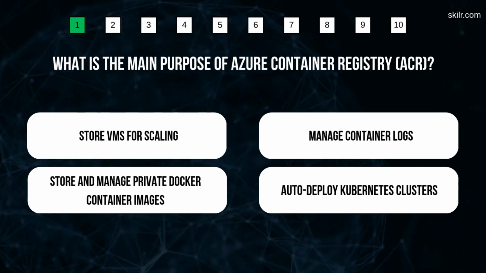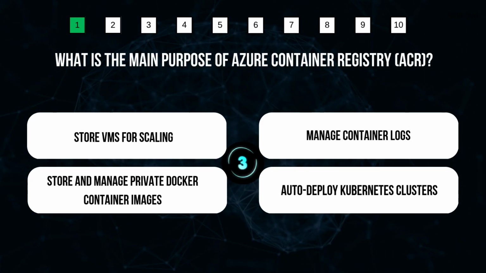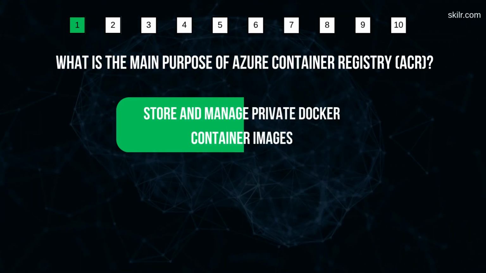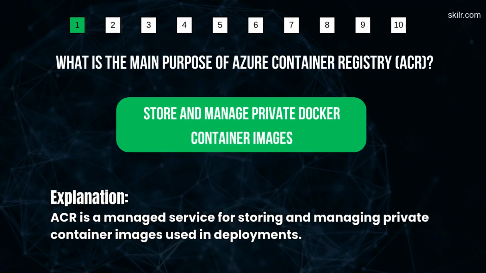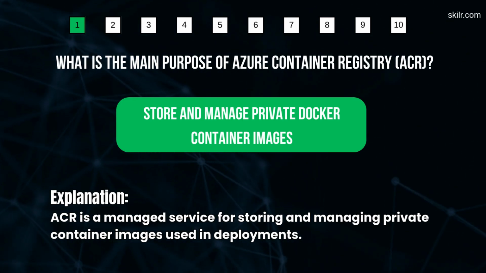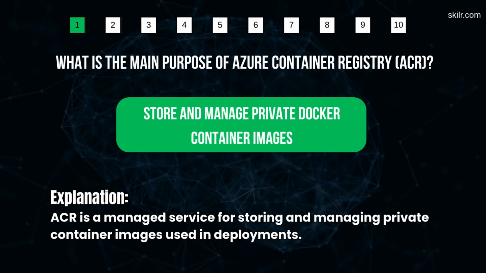Question 1. What is the main purpose of Azure Container Registry, ACR? The correct answer is store and manage private Docker container images. ACR is a managed service for storing and managing private container images used in deployments.